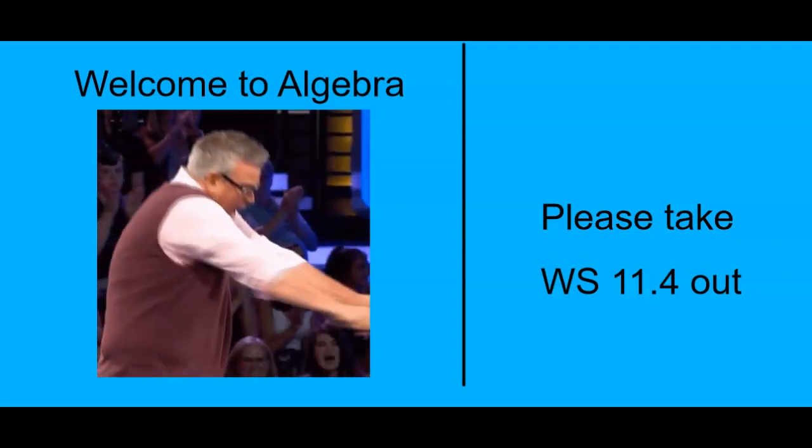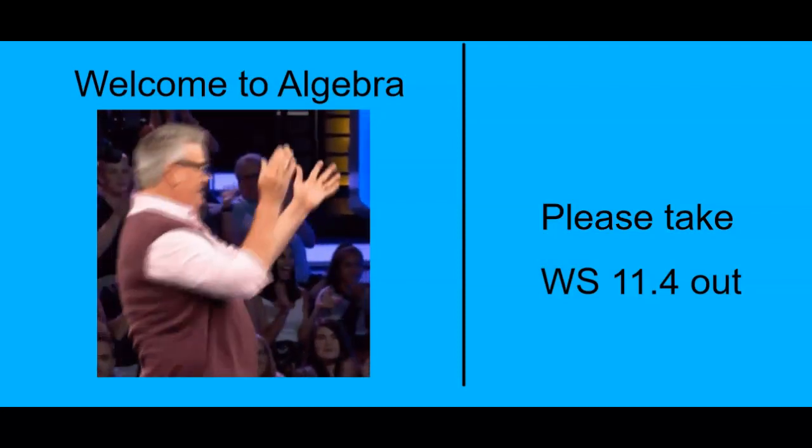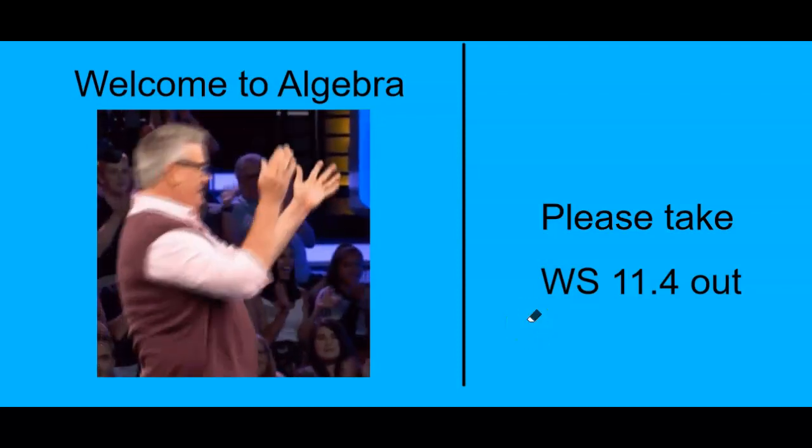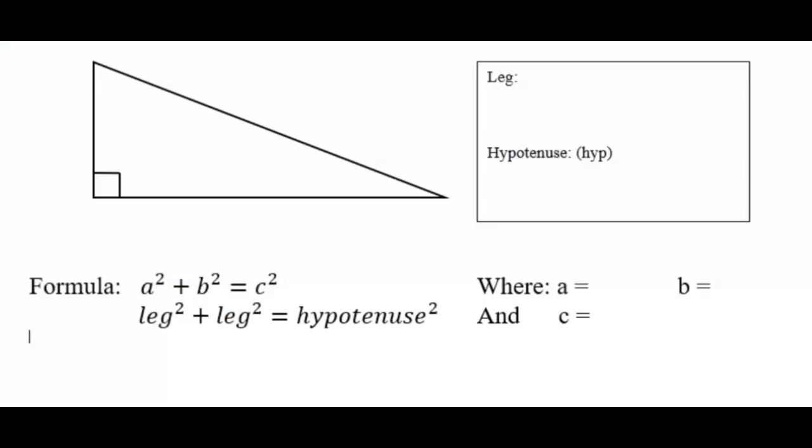All right, let's get started on our last section. We will answer questions on 11.4 in class, but this is 11.5, and 11.5 is called the Pythagorean Theorem. And we are going to look at right triangles. What is a right triangle? It is a triangle that has a right angle in it.